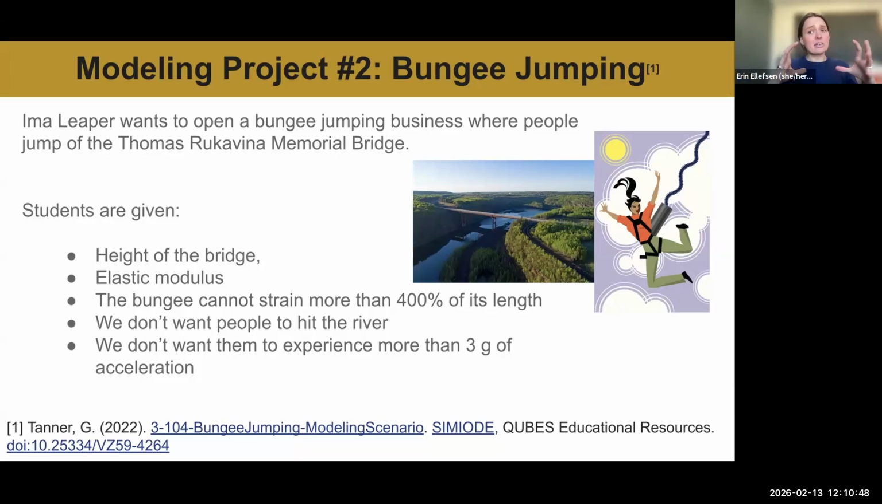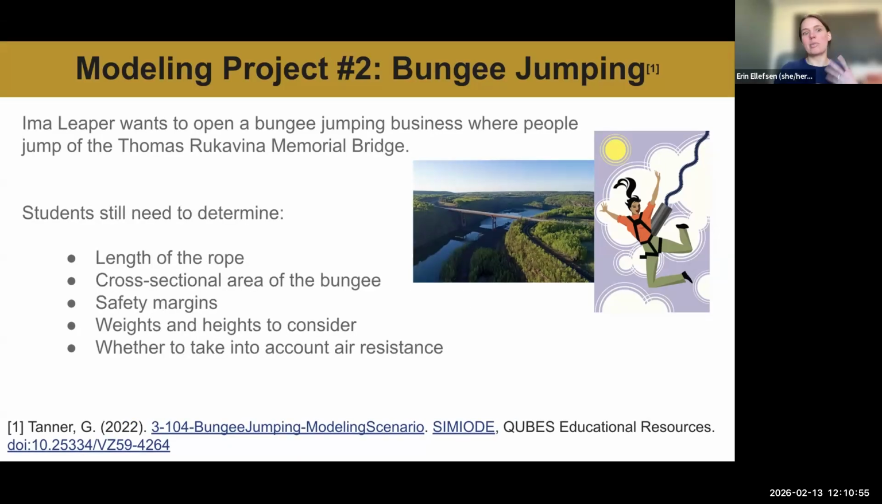And so it's narrowed the scope of the modeling that they have to do. They know the model that they have to use, but they still need to make a lot of modeling decisions. So now they're getting their feet a little bit further into the water. They need to decide how long the rope should be, how wide the bungee should be, or the cross-sectional area, what the safety margin should be, how risky are they willing to be, what weights and heights they can accommodate in this bungee jump business, whether taking into account air resistance and energy loss is important.